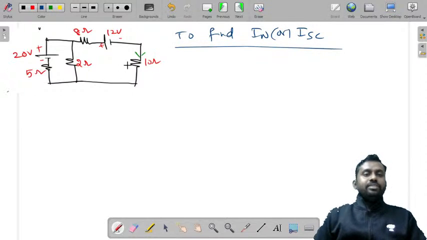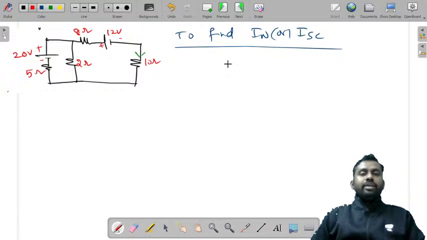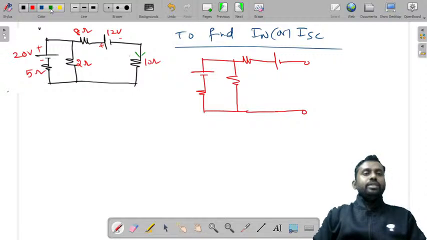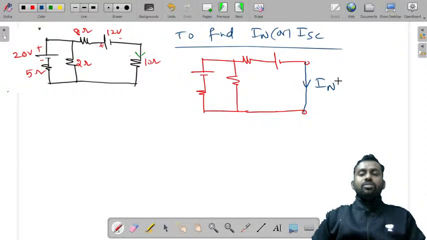This slide is to find IN or ISC. How do you find that? First, remove the load. You have to remove this load and short circuit that. So I'll just redraw it for your convenience. This is the voltage with resistance. You have one more resistance here, another resistance here. This is the voltage source. Here you have the 10 ohm resistor, right? So you need to short circuit that. This current you need to find, and this current is Norton's current.